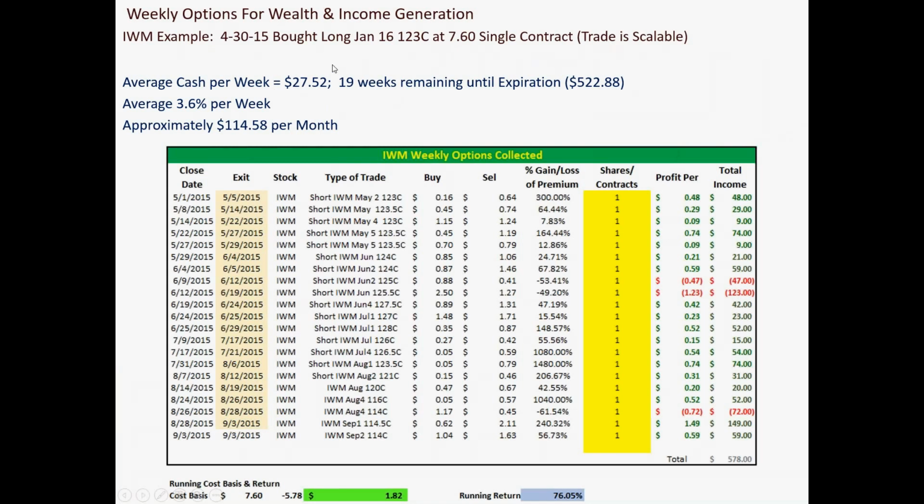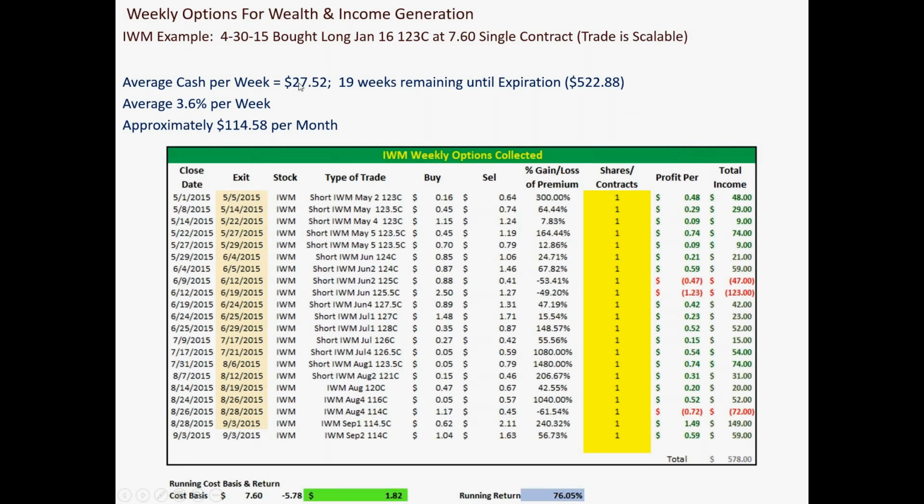I bought one contract of the January 16th IWM 123 calls back on April 30th. And then each week I've been selling premiums against that. Some weeks wound up in a loss, but with some of the refinements that were highlighted in the report I sent out to everybody, I think we're going to see this go more in the right direction. So far, year to date, we've been adding about 3.6%. That's what we've been making on the original investment of $760.